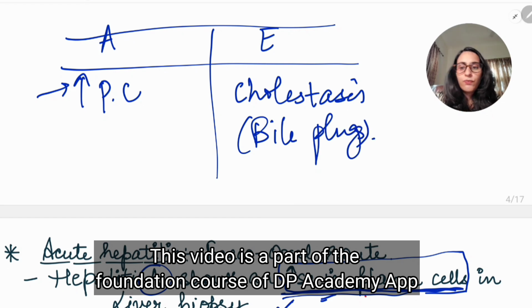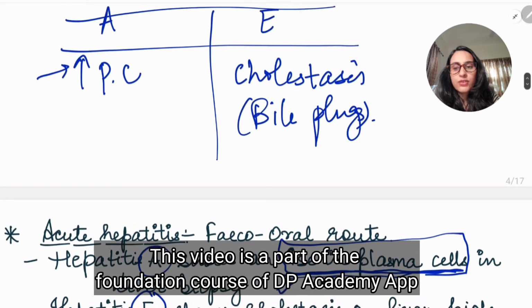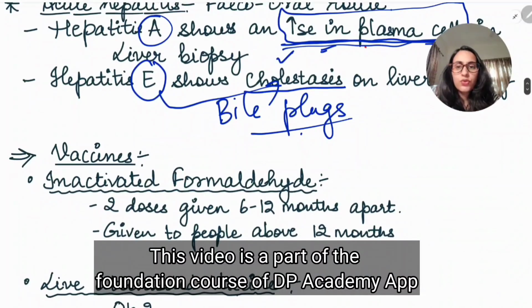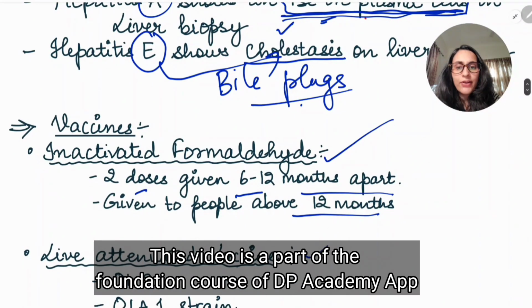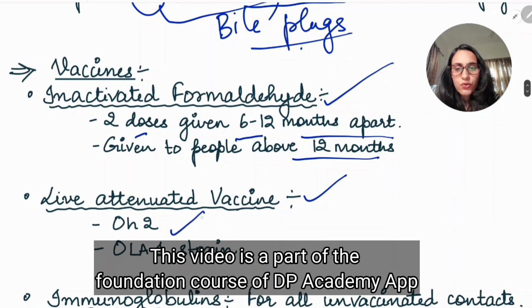For vaccines, we give 2 doses given at 6 and 12 months apart, and the vaccine is given as an IM dose. So this is inactivated with formaldehyde, given in 2 doses, at 6 months and 12 months apart, to people above 12 months of age. Then we have the live attenuated vaccine, which has 2 strains, OH2 and OLA1 strain.